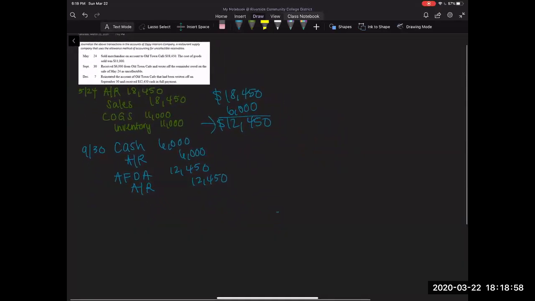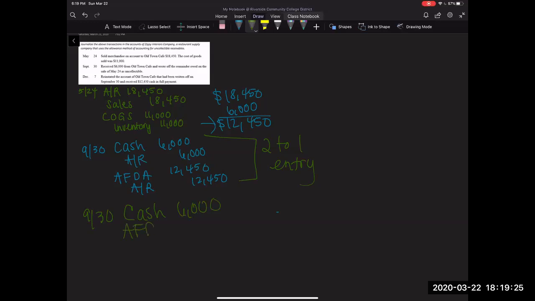As I mentioned before, I'm going to show you how to combine it, because in Cengage, it's going to ask for only one journal entry. So the combined version looks like this: a two-into-one entry. On 9/30, we take all of our debits and all of our credits together. Our debits are a debit to cash in the amount of $6,000 and a debit to the allowance for doubtful accounts in the amount of $12,450, and our credit, if we add those both up, is accounts receivable in the amount of $18,450. This is Cengage approved.